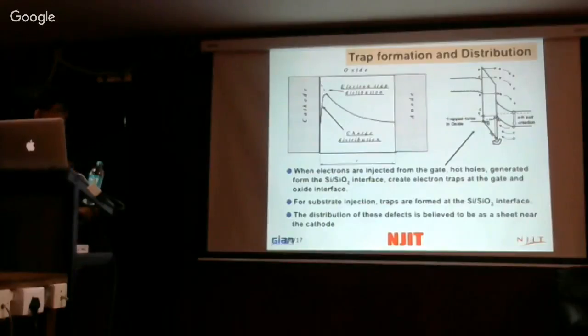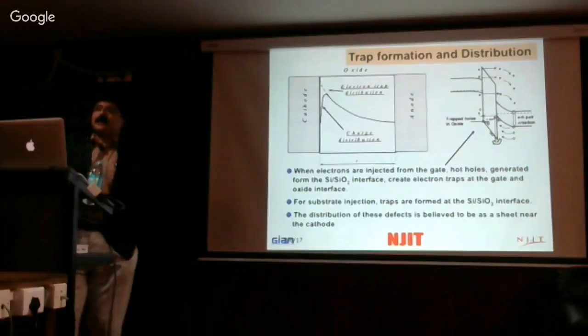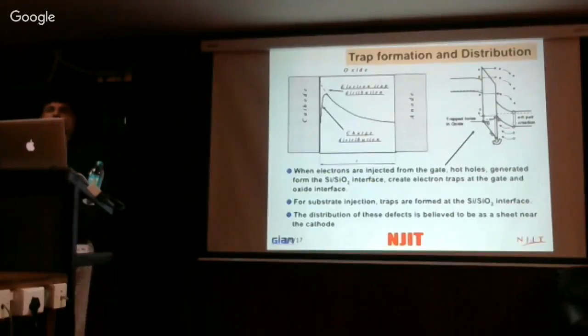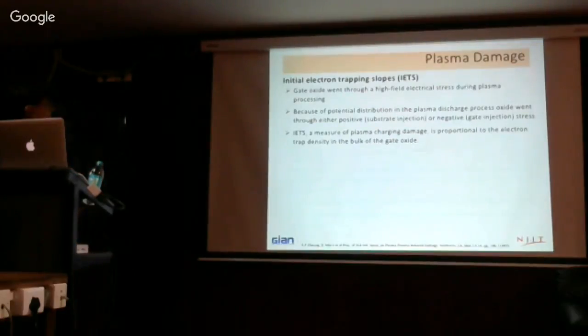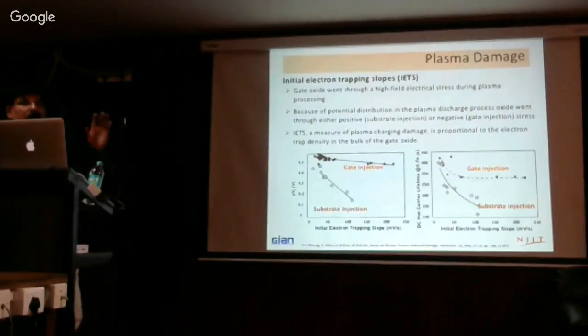So based on that, for the substrate injection, traps are formed at the silicon dioxide interface. For gate injection, whereas, this will be at the gate silicon dioxide interface. That you can find. And then you can look at this electron trapping slope, which is actually a measure of the plasma charging damage.